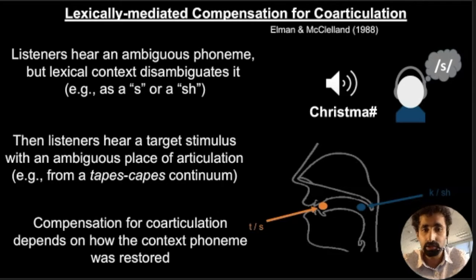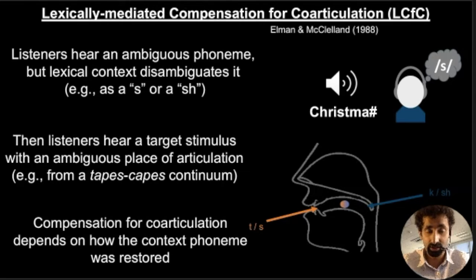they heard. And critically, listeners' responses depended on whether the lexical context had disambiguated the initial word as ending with an s or a sh. So if a listener heard Christmas, then lexical knowledge would guide them to interpret Christmas as a sound with a front place of articulation, such that if they then heard tapes, they would interpret that as having a back place of articulation. Correspondingly, if a listener first heard Spanish, context tells them that that ends with a sh, and so they would interpret a subsequent ambiguous sound, tapes, as starting with a t.